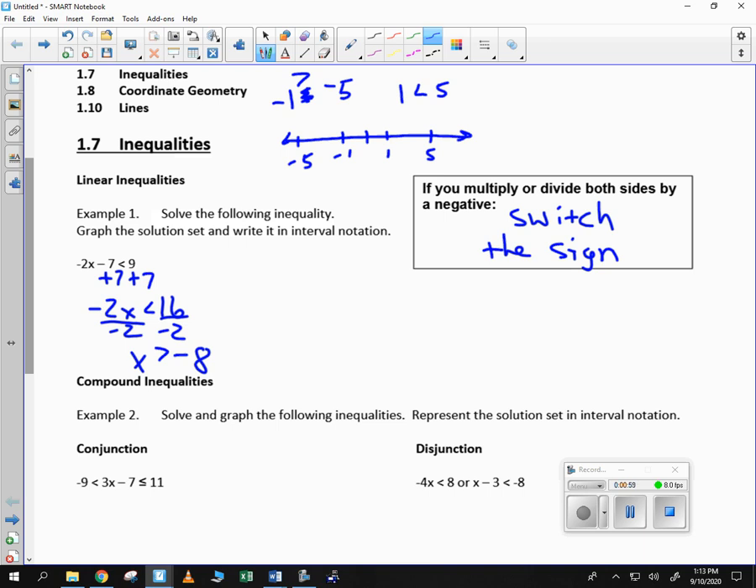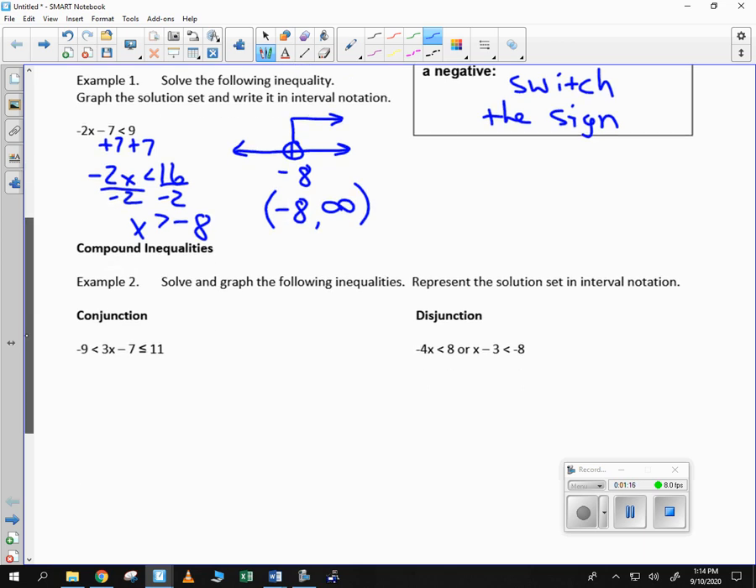When you represent the solution, that's the inequality, negative 8 with an open circle and an arrow to the right. That would be the graph. And then the interval notation would be negative 8, comma, infinity with a parenthesis.